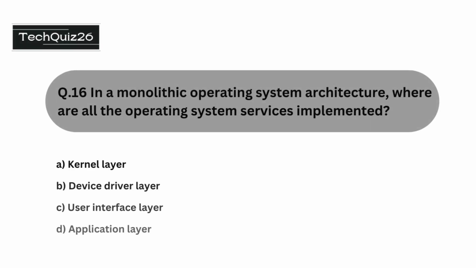Question number 16 is, in a monolithic operating system architecture, where are all the operating system services implemented? The options are kernel layer, device driver layer, user interface layer, application layer. The correct option is kernel layer.